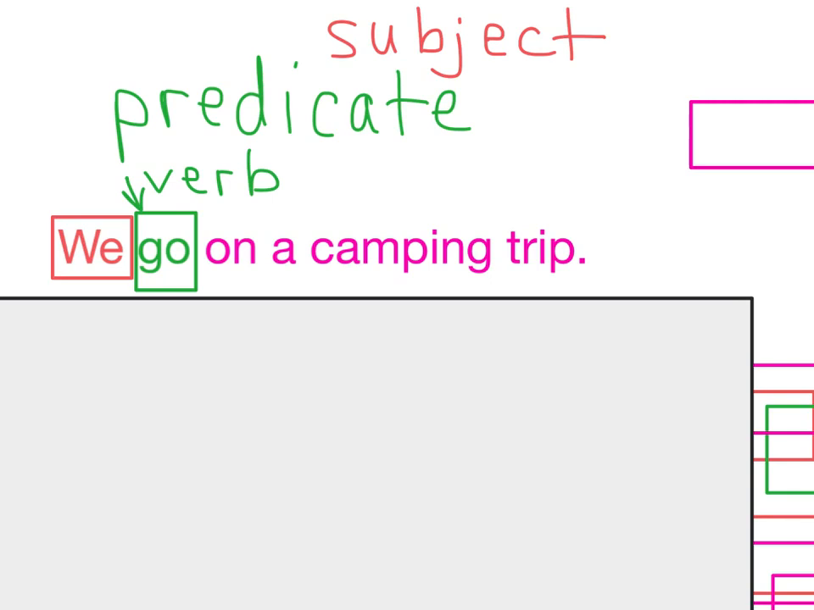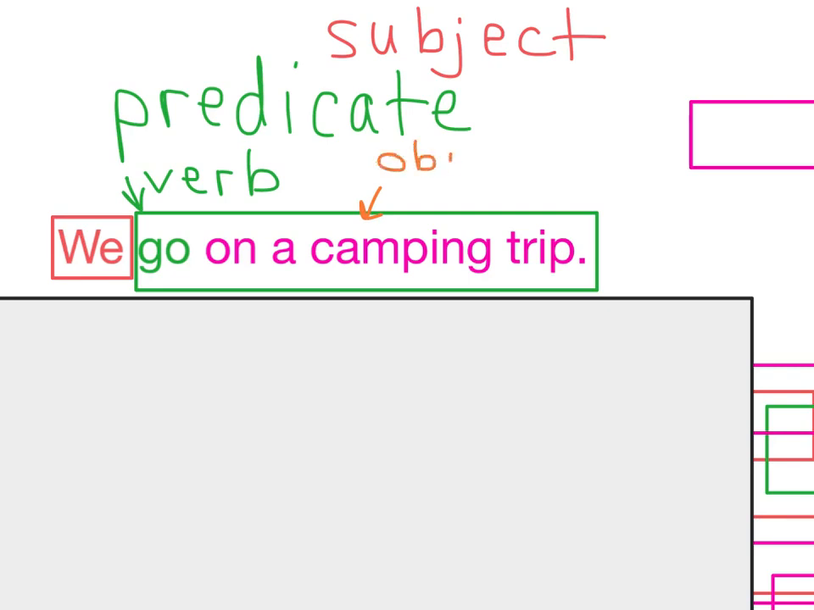But there could be other words in the predicate, especially prepositional phrases, that are answering more questions, like where and when, or what, like objects, right? So we might end up finding some objects, or we might end up finding some prepositional phrases. And these will give us more information in our sentence. They will answer more questions.